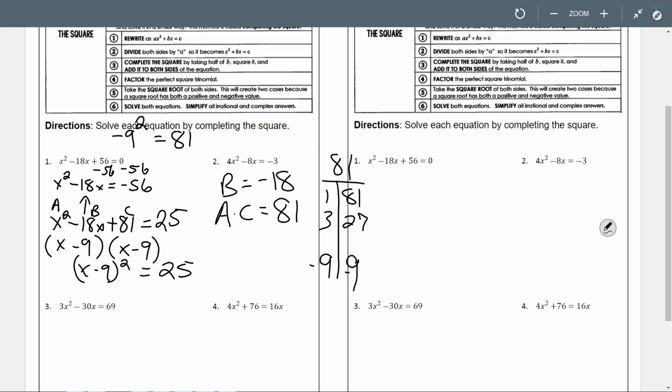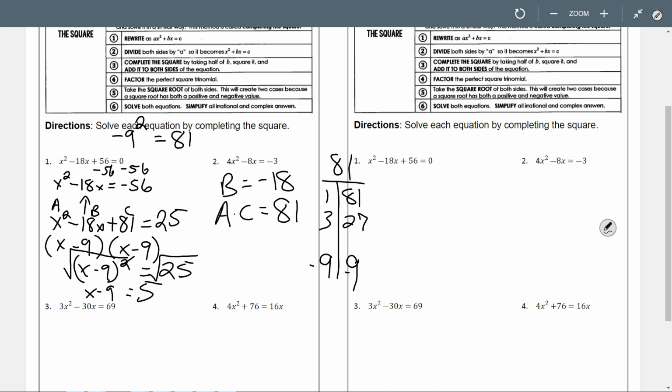Step number 5, it says take the square root of both sides. This will create two cases because the square root has both positive and negative value. So what we're going to do here, square root. The square root of x minus 9 squared is just x minus 9. Think about it. If this x minus 9 was a number, like 2 squared, the square root of 2 squared is just 2. Okay, you're basically eliminating this. So x minus 9 equals, and the square root of 25 is 5. That's easy. We didn't even need to simplify any radicals. That's easily square rootable. Square root of 25 is 5.